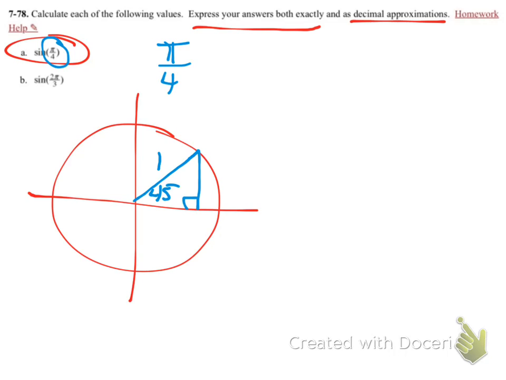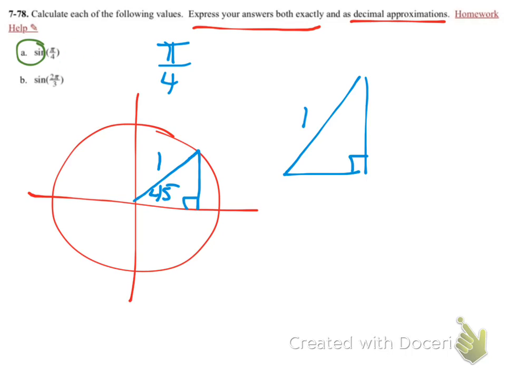I now have a 45, 45, 90 triangle. My hypotenuse is 1 because it's the unit circle. And what I need to do now is figure out my other side lengths. Since this problem is asking for sine, the sine value is the height. So I'm looking for the height of this 45, 45, 90.